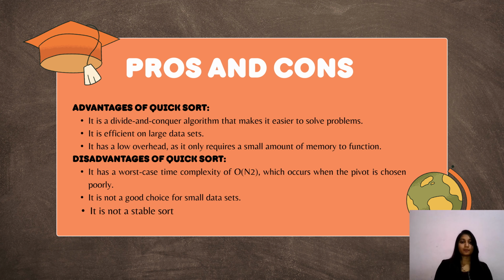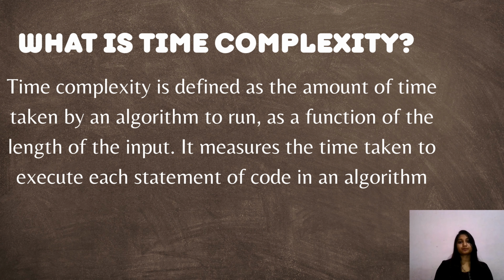Disadvantages of quicksort. It has a worst case time complexity of O(n^2), which occurs when the pivot is chosen poorly. It is not a good choice for small data sets. It is not a stable sort, meaning if two elements have the same key, their relative order will not be preserved in the sorted output in the case of quicksort, because here we are swapping elements according to the pivot position without considering their original positions.